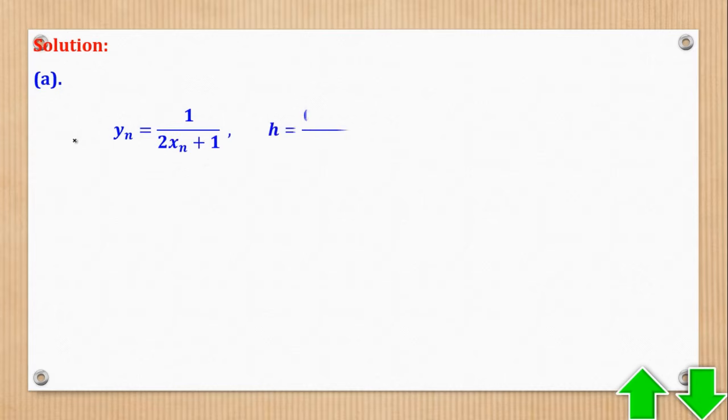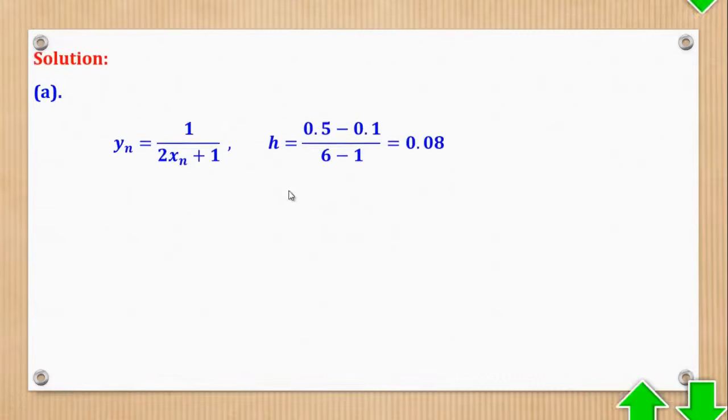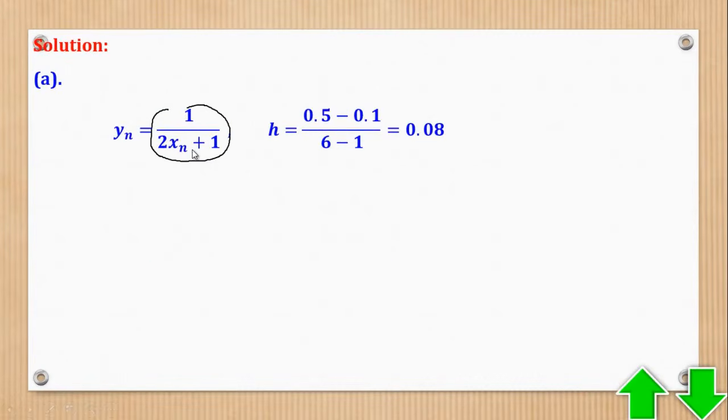So part A, remember we said the values of y are got from the given function. So we are given this integral. If you look at this, the function which was given was 1 over 2x plus 1. Therefore, that means that the values of y will be got from that very function, which is 1 over 2xn plus 1. Now I'm saying xn because they are changing. There is x0, x1, x2, x3, x4 like that, and also there is y0, y1, y2, y3 like that. So that's why I'm putting on that small n.